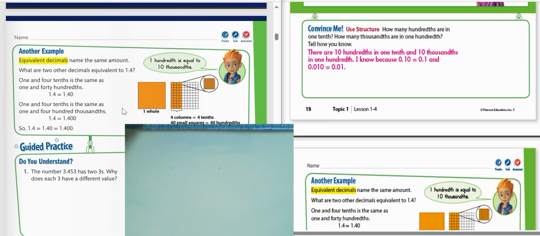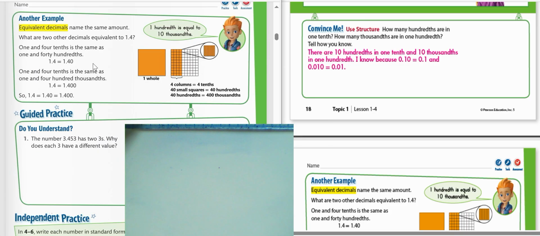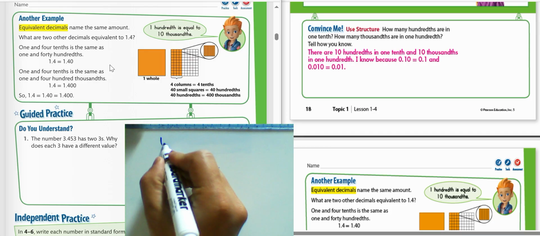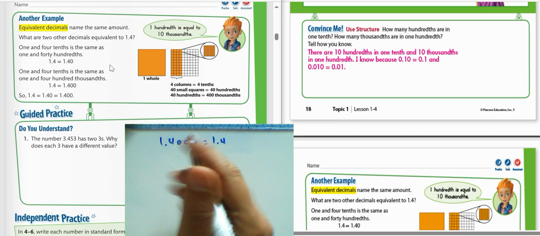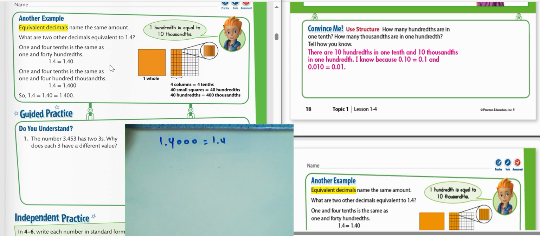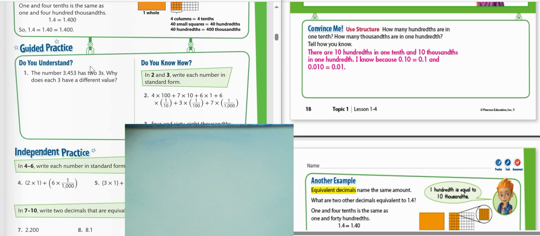We can ask you about this example. 1.4 equals 1.40, and we can write 0 0 0 0 and it will still be equal to 1.4. We can put a lot of zeros on the right hand side. They are equivalent. And the number 3 and 453 thousandths has 3 in two places, as each 3 has a different value.